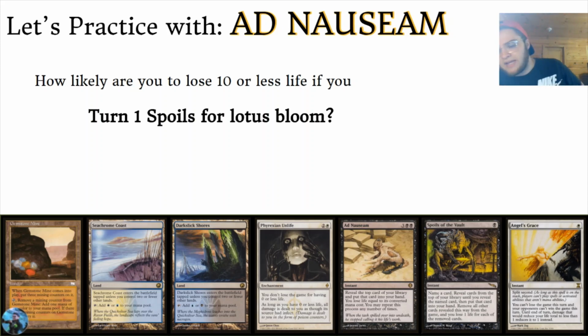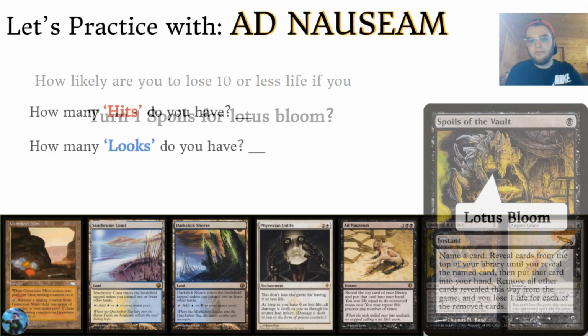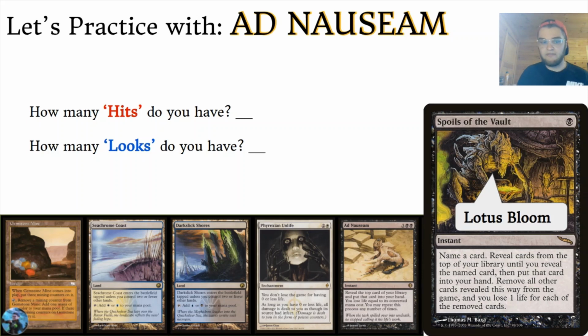So let's do a calculation. How likely are we to lose 10 or less life if we Spoils for Lotus Bloom on turn 1? How many hits do we have? How many looks do we have? I'm going to give you a moment to think about that. All right, so we have 4 hits in the deck. Ad Nauseam plays 4 Lotus Bloom. How many looks do we have?